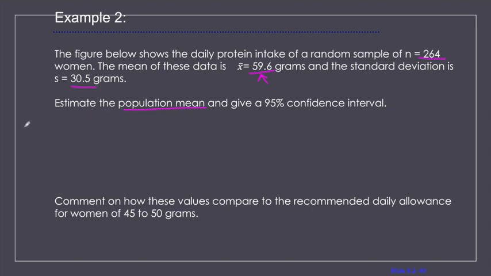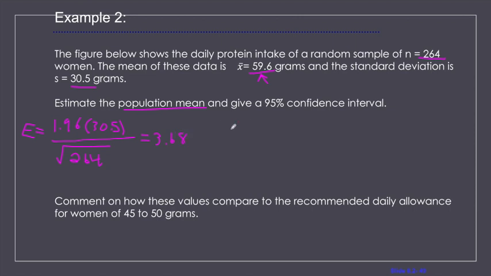So the first thing I have to do is calculate my error. So our error is going to be 1.96 times our sample standard deviation, which is 30.5, divided by the square root of our sample size, n, which is 264. That's going to give me 3.68.